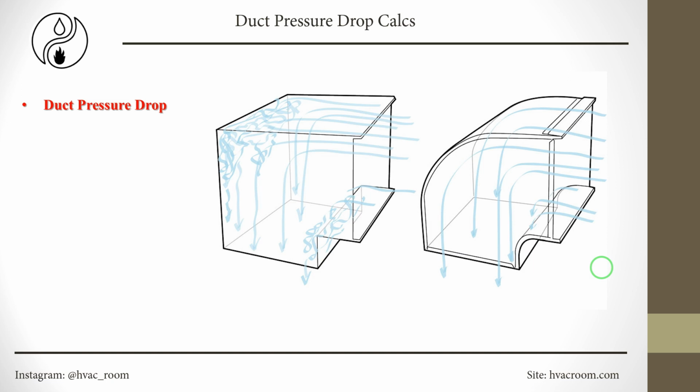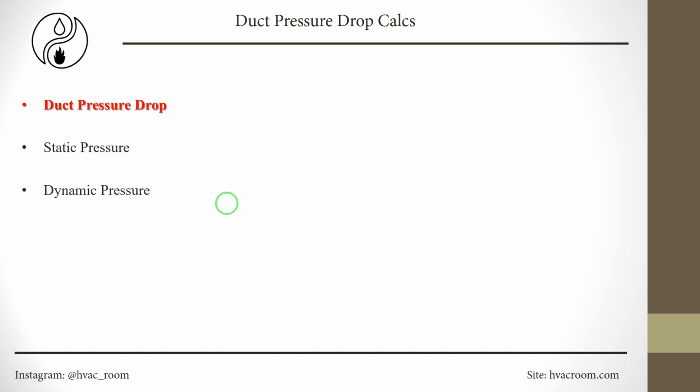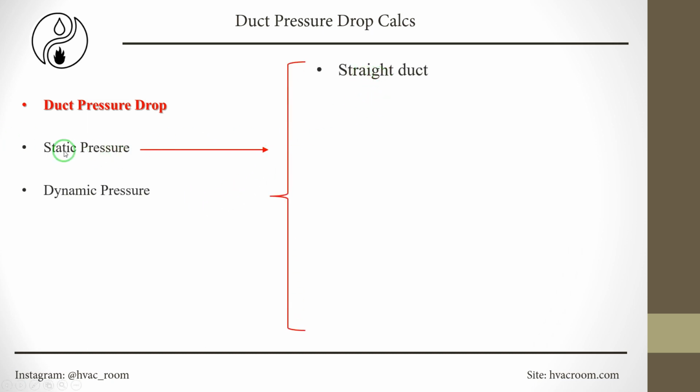Generally, in the duct pressure drop calcs, we have to have two parameters. One of them is the static pressure, the other one is the dynamic pressure. So for the static pressure, we can go with a straight duct. But for the dynamic pressure, it does include the fittings. It does include the dampers, whatever you have in the system that is going to change the velocity. So for the static pressure, again, if you have a straight duct, it's going to create the static pressure.